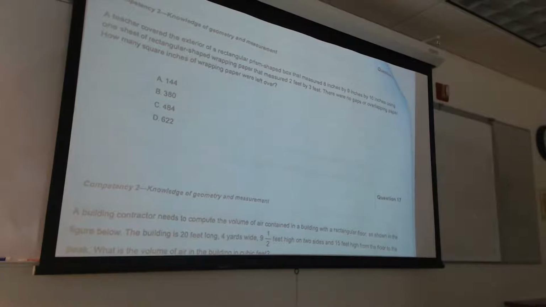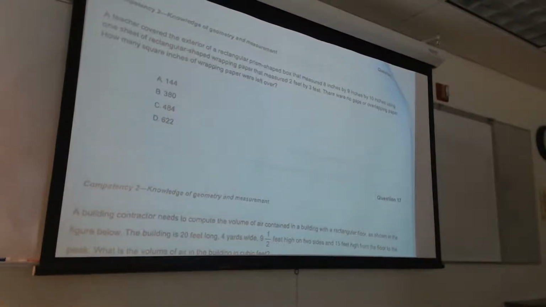So the teacher is taking a box that measures 8 inches by 9 inches by 10 inches, and she's going to wrap it with a piece of wrapping paper that she has that's 2 feet by 3 feet. There are no gaps or overlapping paper. How many square inches of wrapping paper are left over?